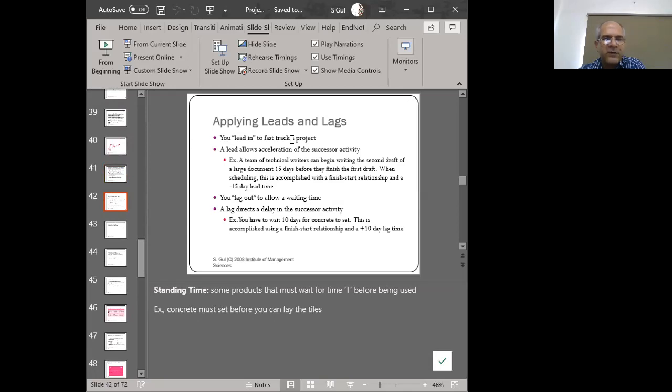Leads and lags, I talked about this. You lead into an activity, so you're bringing two activities into each other. This is A. This is B. They were going to happen in a finish-to-start relationship, but you want to do part of B before the entire A has come to a conclusion. Right. So if you're doing that, you are leading into an activity. So there must be some amount of time that can be used as the lead-in time. You can't completely do that activity in a start-to-start manner. So that amount of time, if you can determine that, is your lead time.